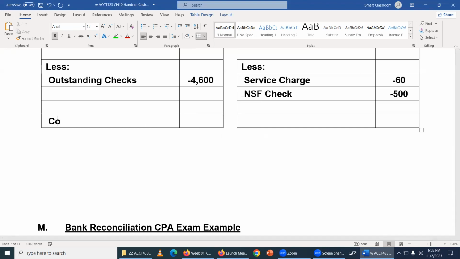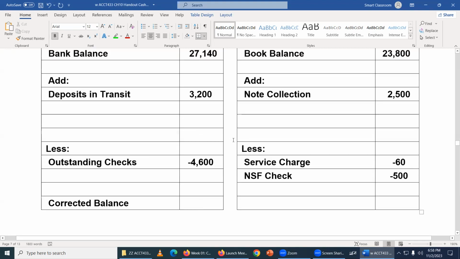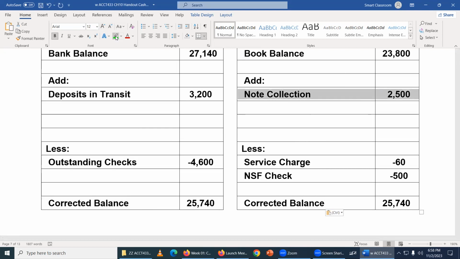Okay, so then our corrected balance, 25,740. And hopefully it's on both sides. Yes. Okay, so this would be our corrected balance, and again, if this was the client, they'd have a little bit of work to do, they'd have to make journal entries for these.